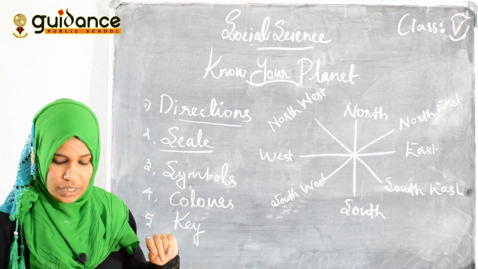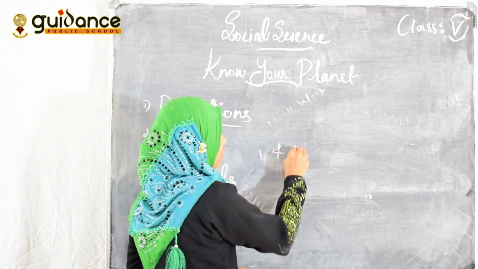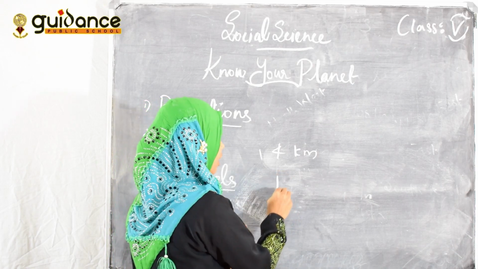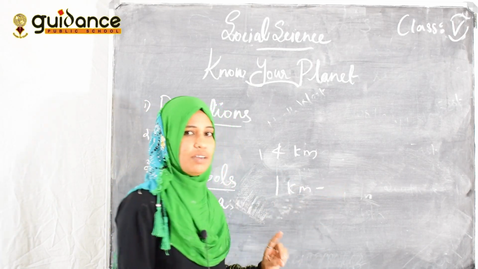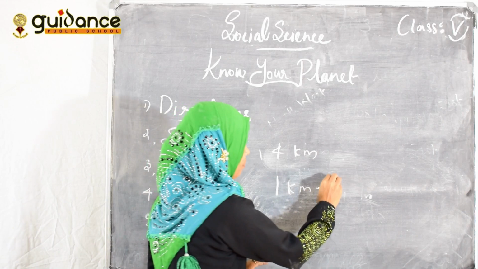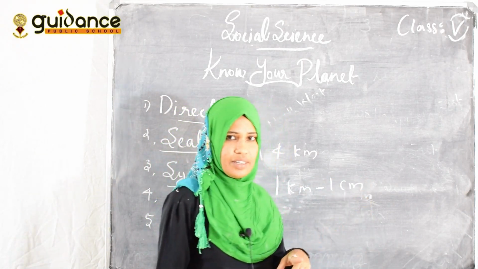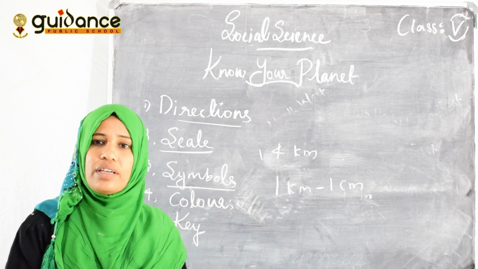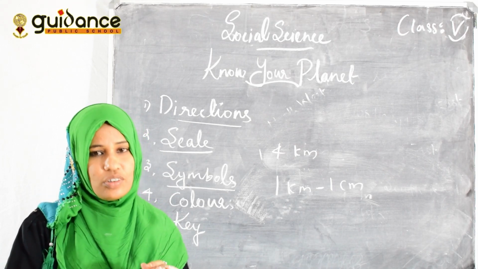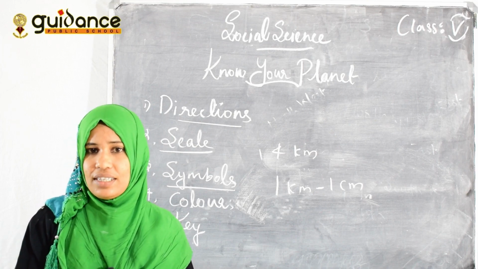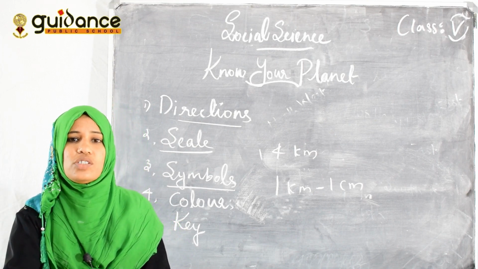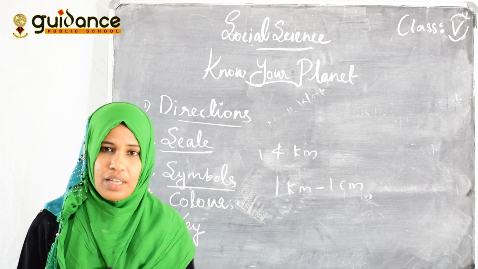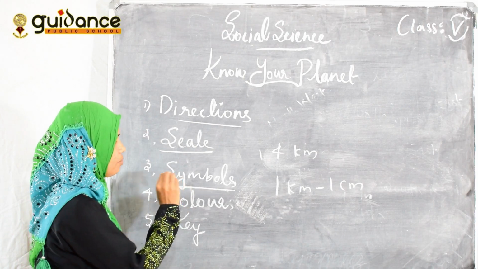Here we have 4 km. Right? That is, 1 km on the ground represents 1 centimeter on the map. Understand? Thus, the ratio between the distance on the ground and the distance on the map is known as scale. Then next one is symbols.